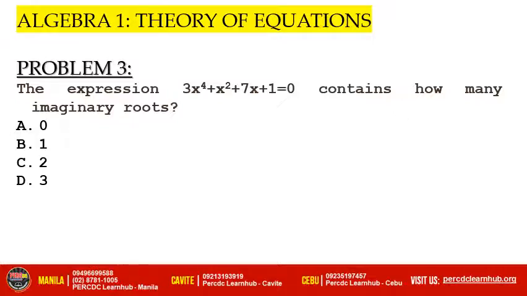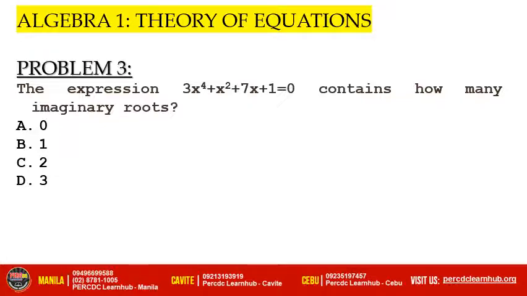Problem number 3, the expression 3x raised to 4 plus x squared plus 7x plus 1 equals 0 contains how many imaginary roots? So, this is of degree 4, therefore, meron tayong apat na roots. Okay? Merong apat na roots sa equation na given. Kasi nga, of degree 4 yung equation.